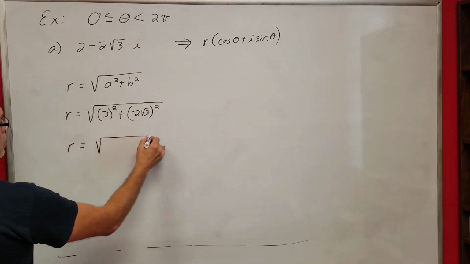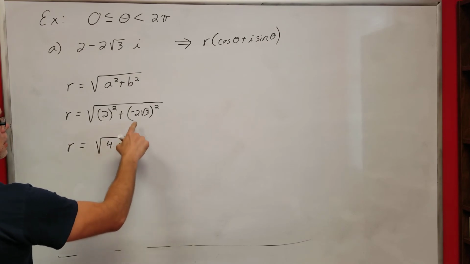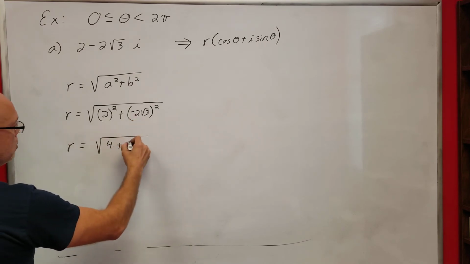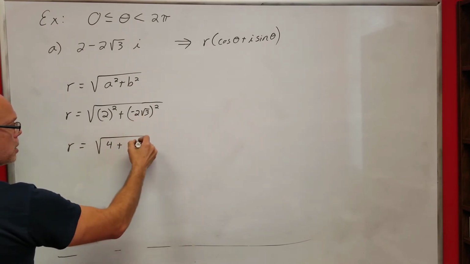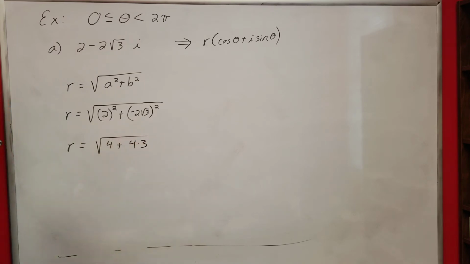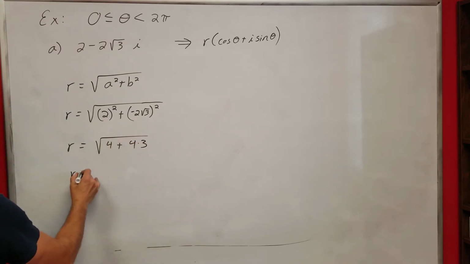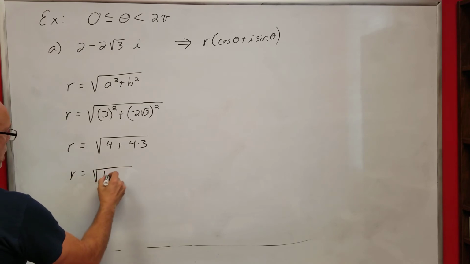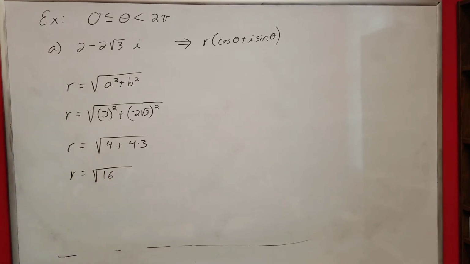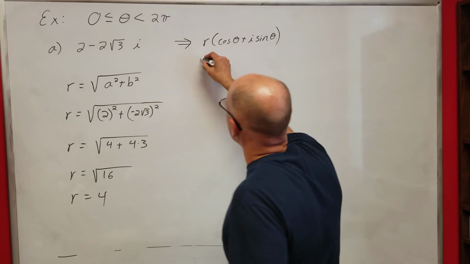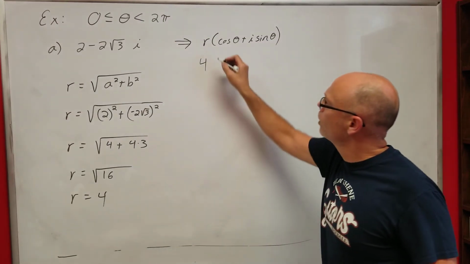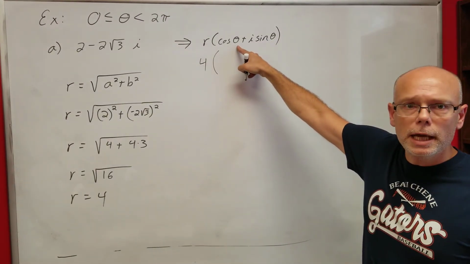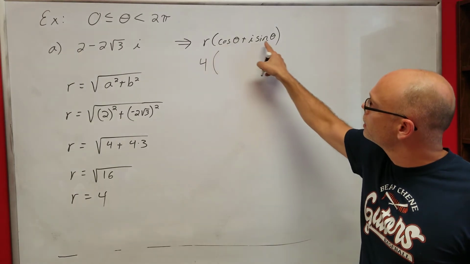So r will be equal to the square root of 4 plus, if I square 2, I get 4, right? If I square the square root of 3, I get 3. So what does this give me? The square root of 16? 4 times 3 is 12, plus 4 is what? 16? So r is equal to 4. So I know this part. I know that r value is 4. Now I need to come up with a theta here so I can plug in cosine of theta, sine theta.